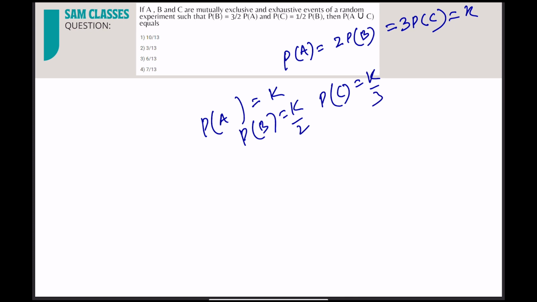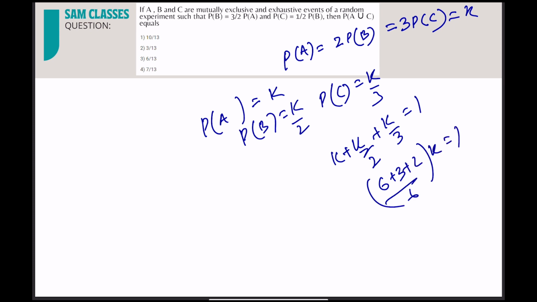Now probability of all three will be what? Mutually exclusive and exhaustive. So sum will be the whole thing. So it will be K plus K by 2 plus K by 3 is equal to 1. Everybody got it? Because it will create the whole sample space. So what you will get? Take K common, what you will get? 6 plus 3 plus 2 by 6 into K is equal to 1. So K is equal to 6 by 11, correct?